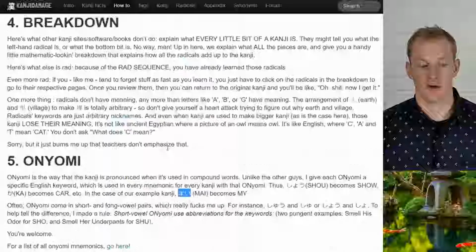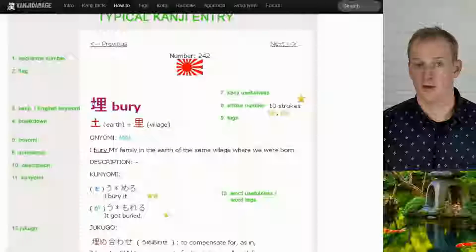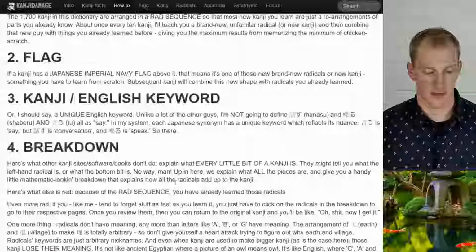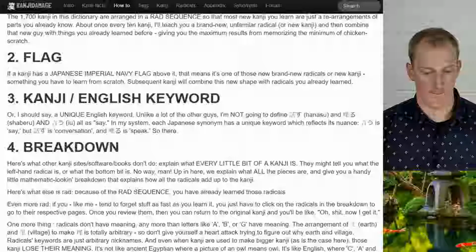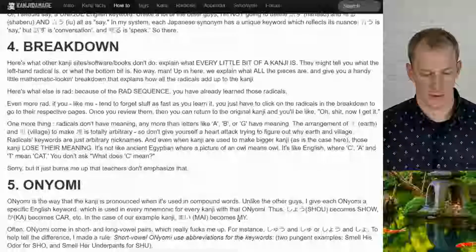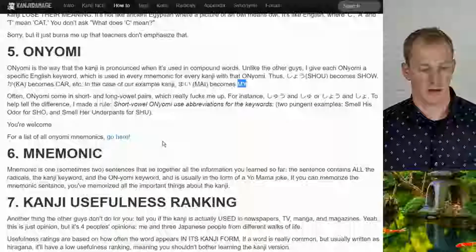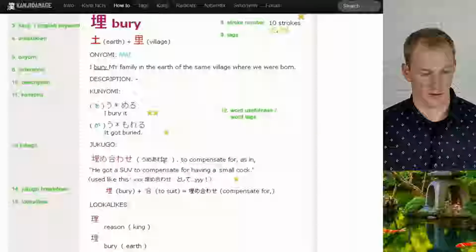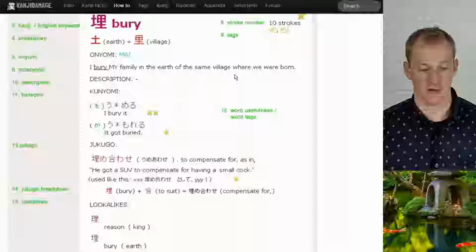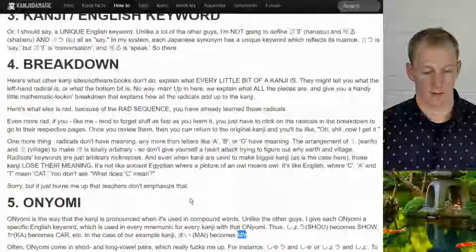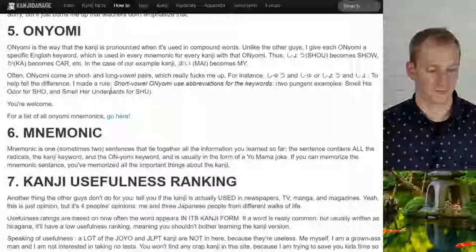We can show something, or, this is my car, whatever it may be. But in this instance, we said umeru. Right here, it's mai. So then he changes it to "my," and then we can incorporate it into a mnemonic, which I can't remember what he said it was. I bury my family in the earth of the same village where we were born. Okay, so we can see where that "my" is coming into it.